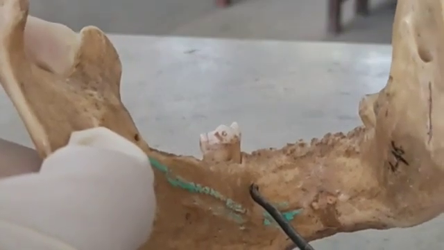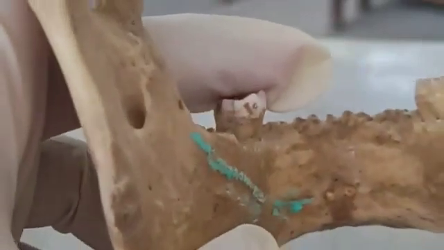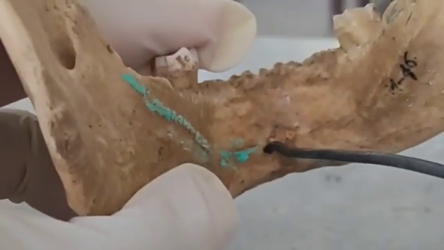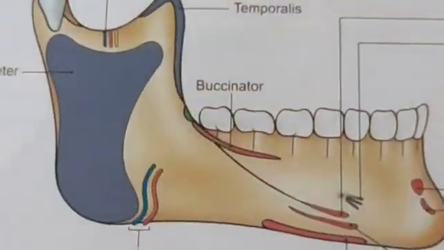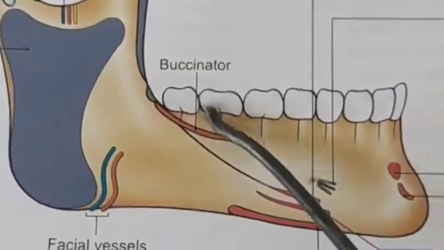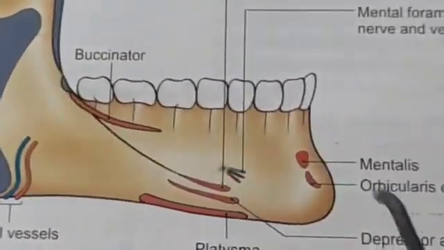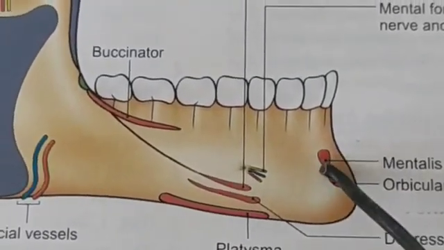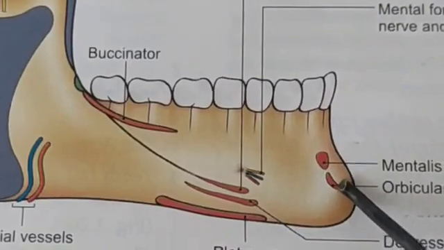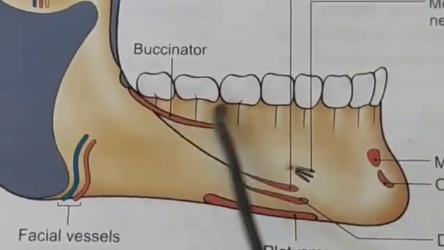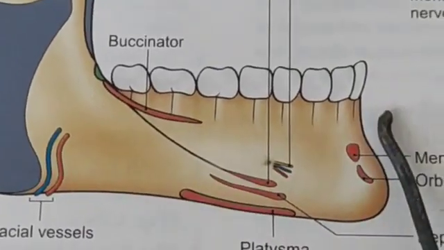Then the posterior surface of the symphysis menti, you can see, there are the genial tubercles. From the anterior oblique line, in this diagram you can see, is the origin of the buccinator muscle. Then the incisive fossa gives origin to the mentalis and the orbicularis oris muscle. The alveolar border gives attachment to the mucous membrane of the mouth.